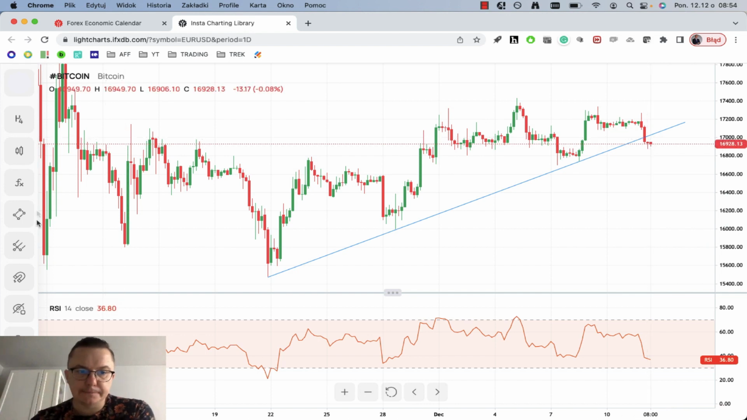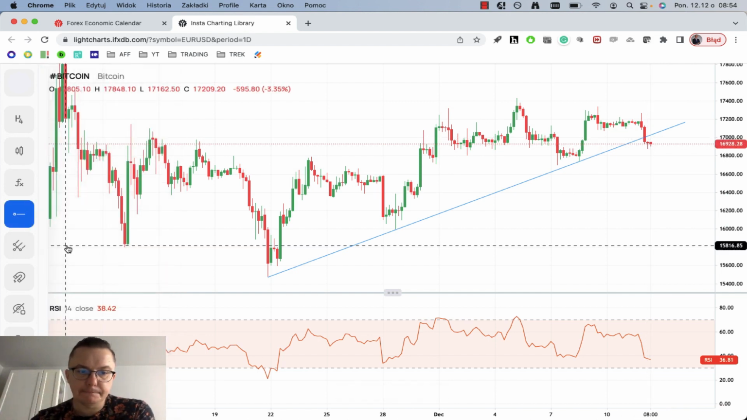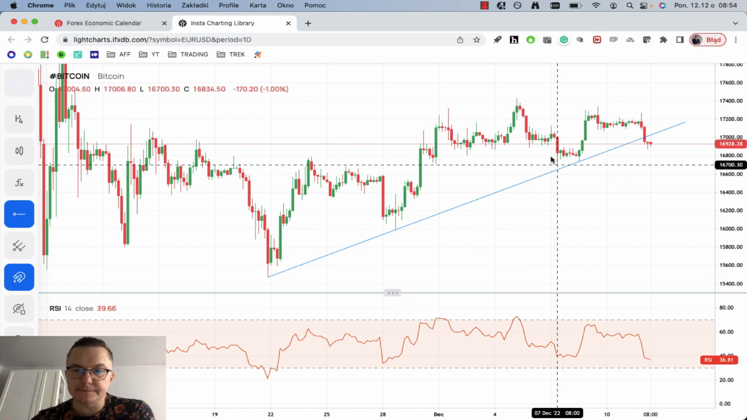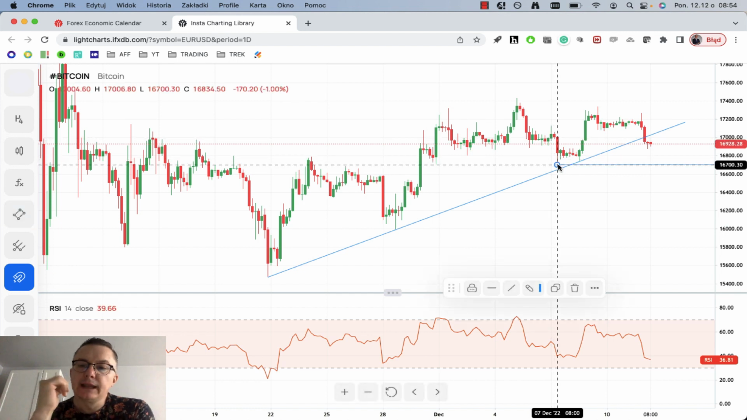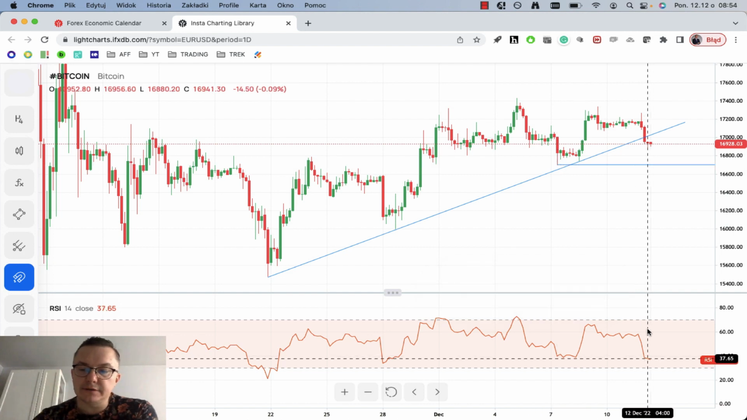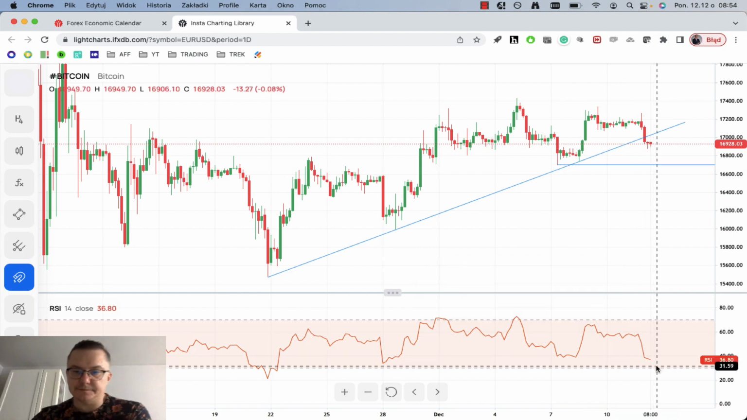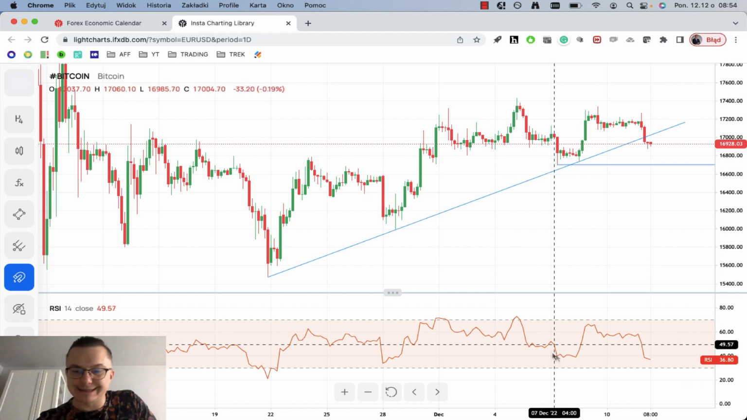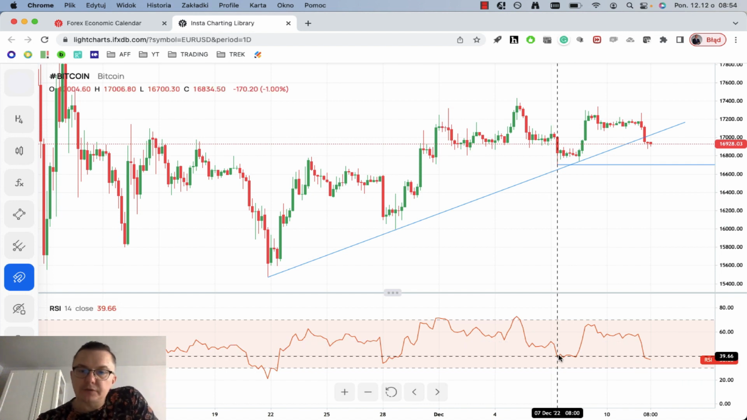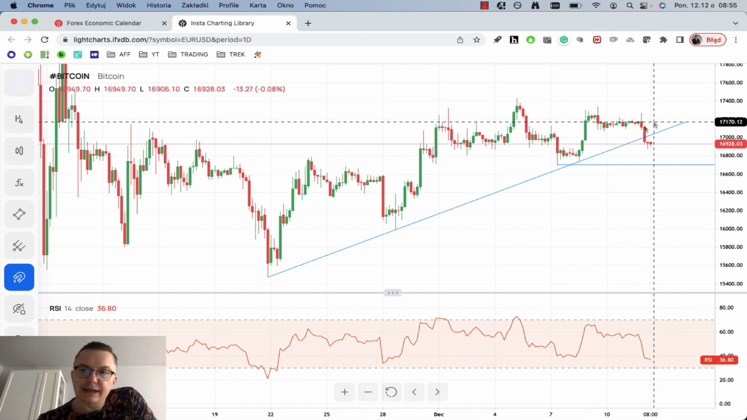and the next target is located here, 16,700. This is the next target for bears, a local target, an intraday target, so it might be good, of course, for the bulls. Momentum is negative already, the lowest since last week. So the bearish pressure is definitely high.